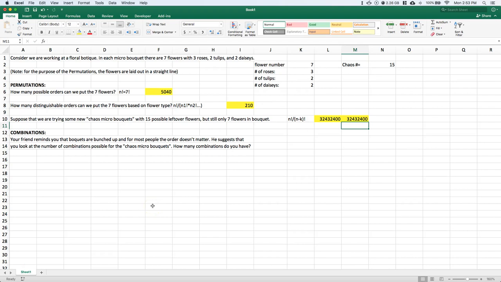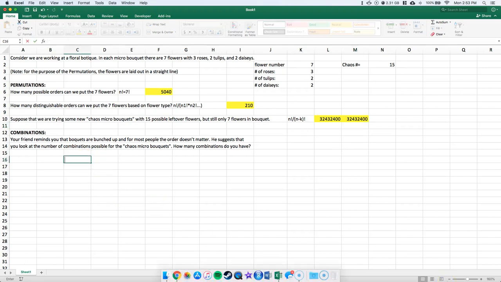When you're bragging about how many different combinations you can make, your friend reminds you that bouquets are bunched up, and for most people, order really doesn't matter. So he suggests you look at the number of combinations possible for the chaos micro bouquets. How many combinations do we have? When we do combinations, it's still n factorial, divided by n minus k factorial, multiplied by k factorial. If we're not interested in order, we just let them know how many you're going to select, and you divide that off.